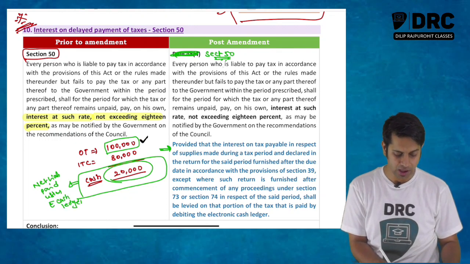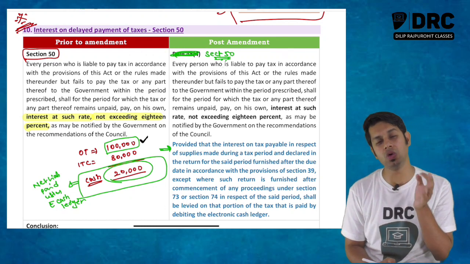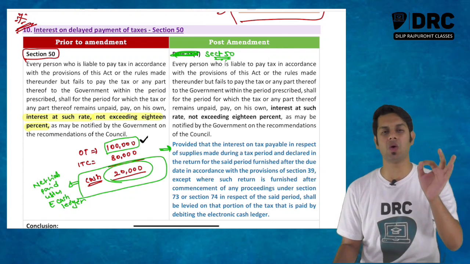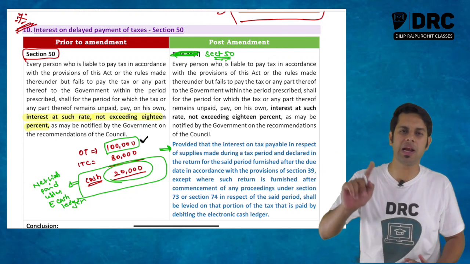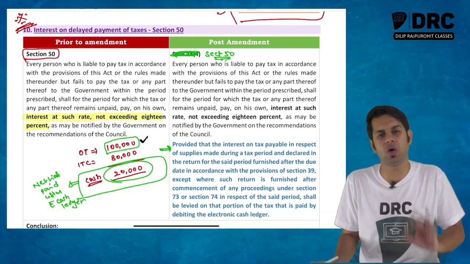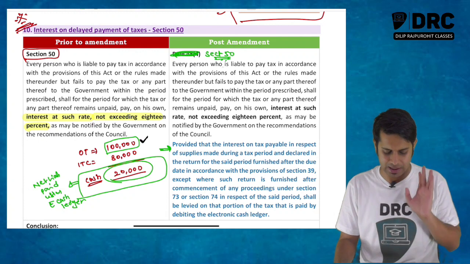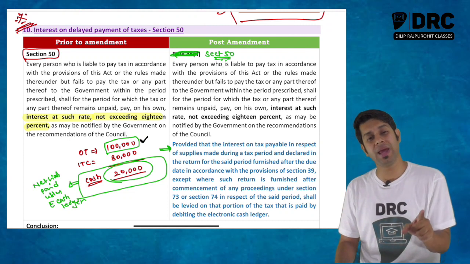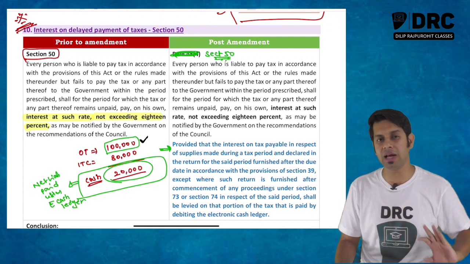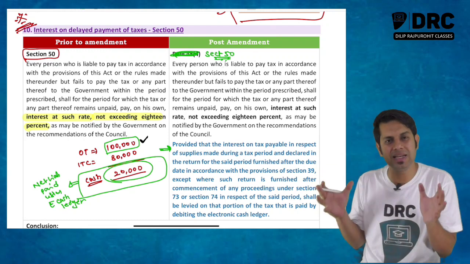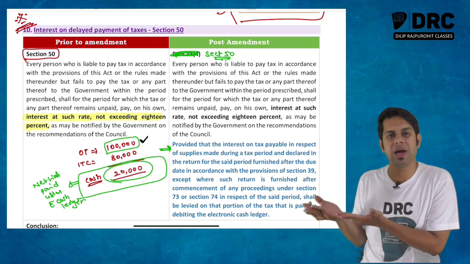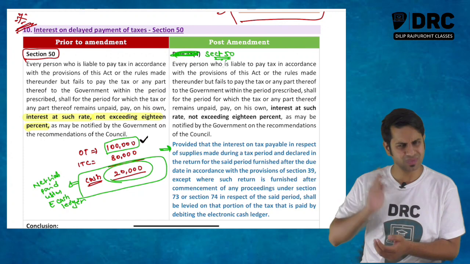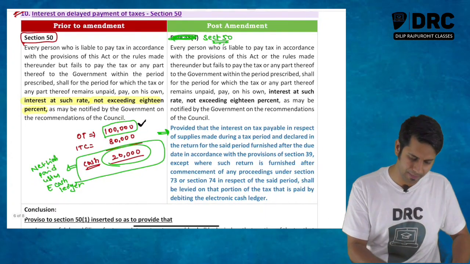Please understand this carefully. They are not telling what you are paying through cash. They are telling whatever you are liable to pay through the electronic cash ledger, on that amount I will collect the interest. Only on that amount which you are paying in cash. Sometimes there are cases wherein you may have ITC, but you cannot use that ITC. You will have to pay in cash. So in that case, whatever amount you are paying in cash, on that amount you are required to pay interest also. I'll read it for you, then we'll see a beautiful problem.